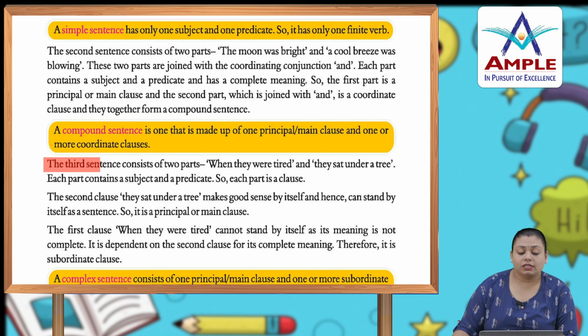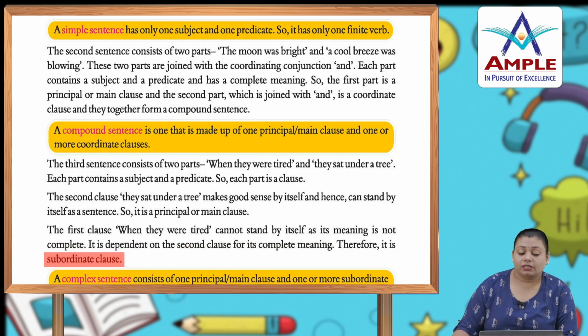Now the third sentence consists of two parts. When they were tired, they sat under a tree. Each part contains a subject and a predicate, so each part is a clause. The second clause, they sat under a tree, makes good sense by itself and hence can stand by itself as a sentence. So it is a principal or main clause. The first clause, when they were tired, cannot stand by itself and its meaning is not complete. It depends on the second clause for complete meaning. Therefore, it is a subordinate clause.